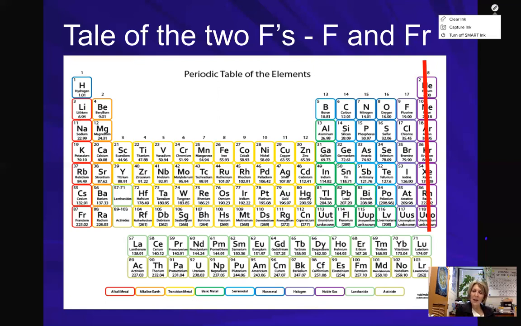So I'm trying to make this so that you do not have to memorize a lot of things that you'll get nervous and forget on a quiz or a test. If you can remember the tale of the two Fs, fluorine and francium, this will help you see the trend. Francium: big, fat, obese atom that can barely hold on to its valence electrons. Fluorine: small, tightly held, very strong Coulombic attraction up in this corner of the periodic table.